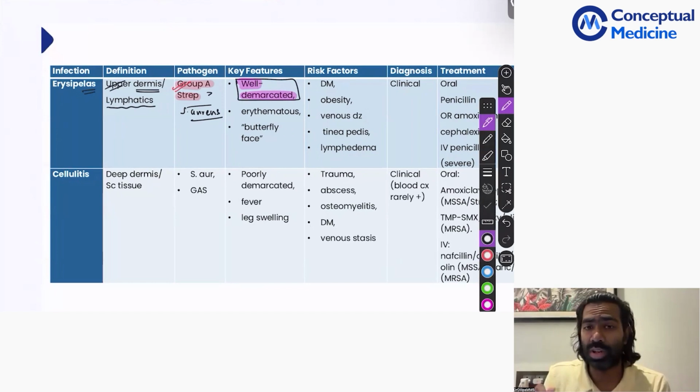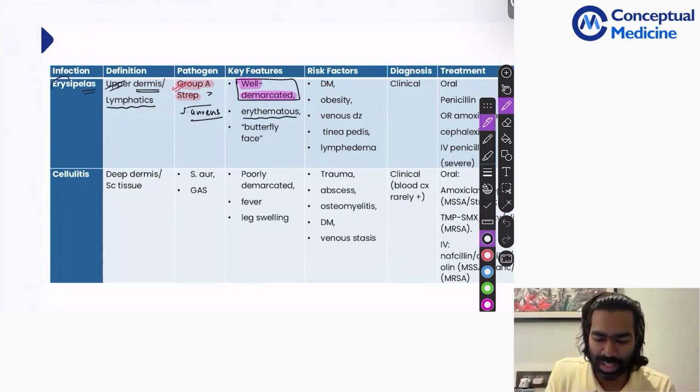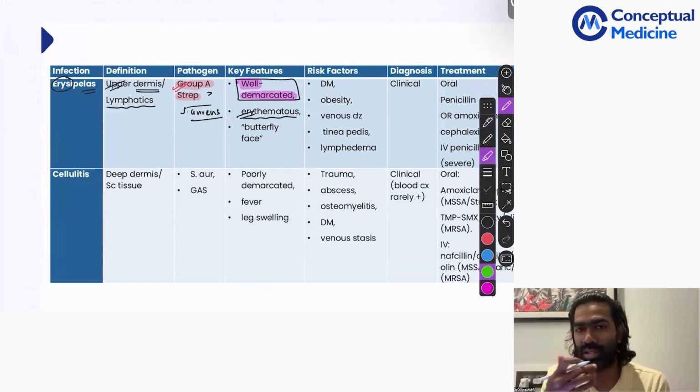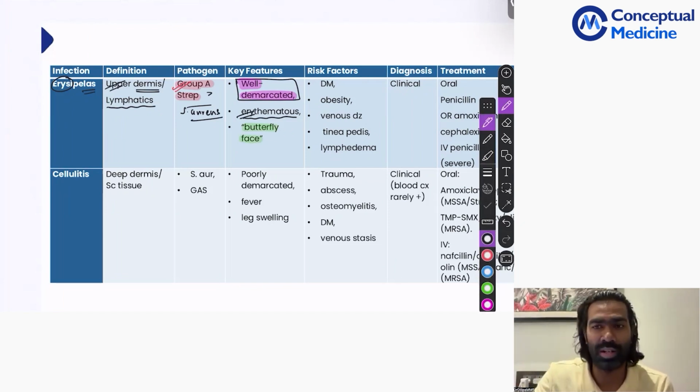Whereas cellulitis is going to be more diffuse. It will be poorly demarcated. That's why that point is important. It's a well demarcated lesion, and it's going to be very much erythematous. The reason why it's called erysipelas is that it's going to be very erythematous in nature. And in case it occurs in the face, it's also going to produce that characteristic butterfly face. This is not a butterfly rash, which is also called malar rash, that occurs in SLE. This is a different thing. The name that they have given is something called butterfly face.